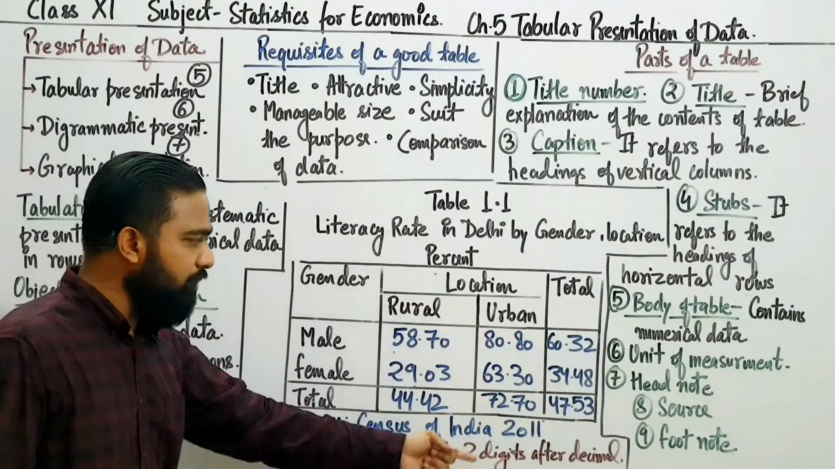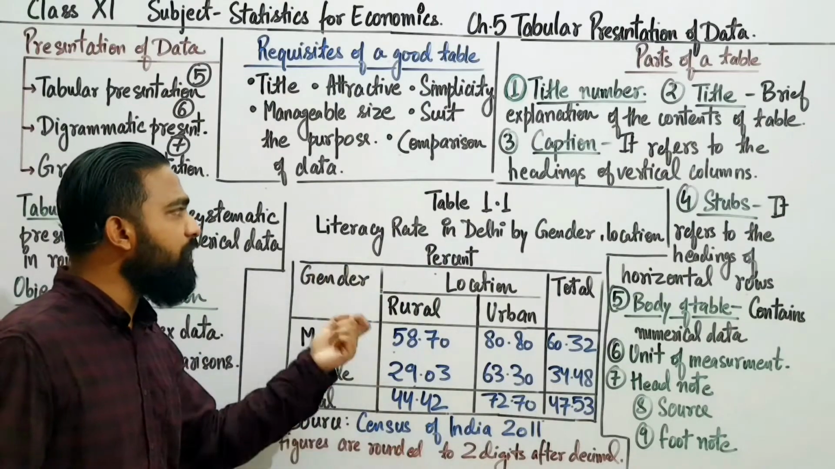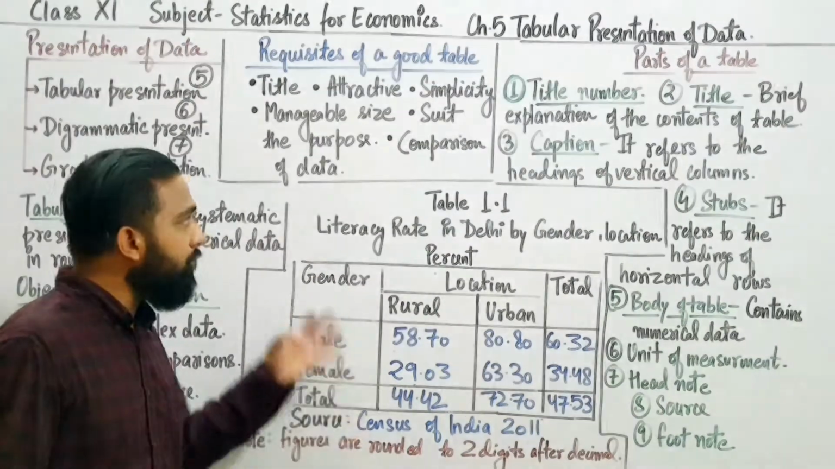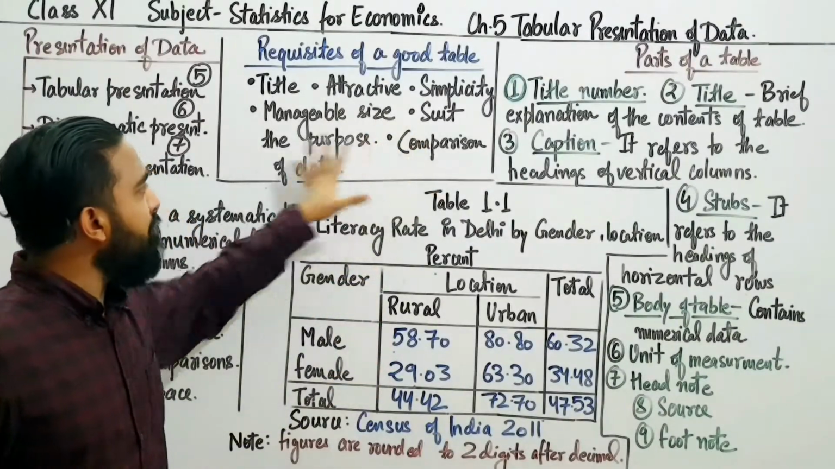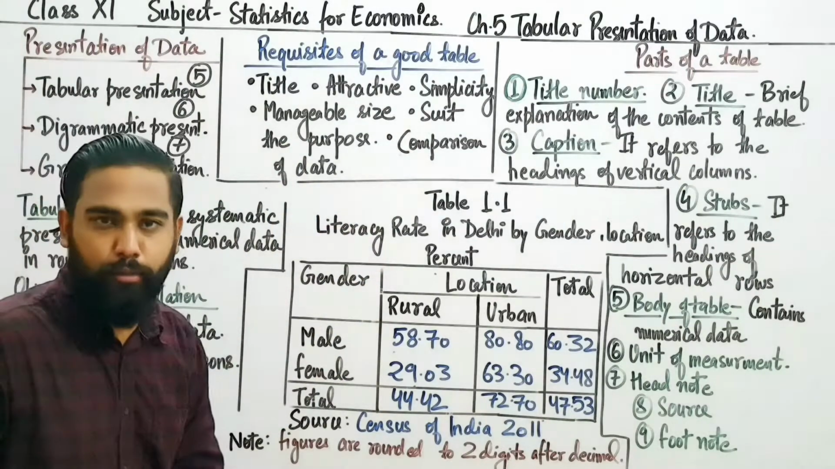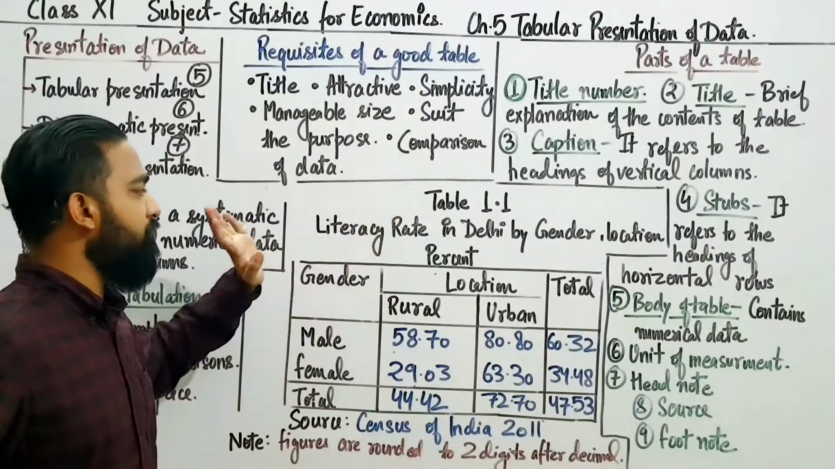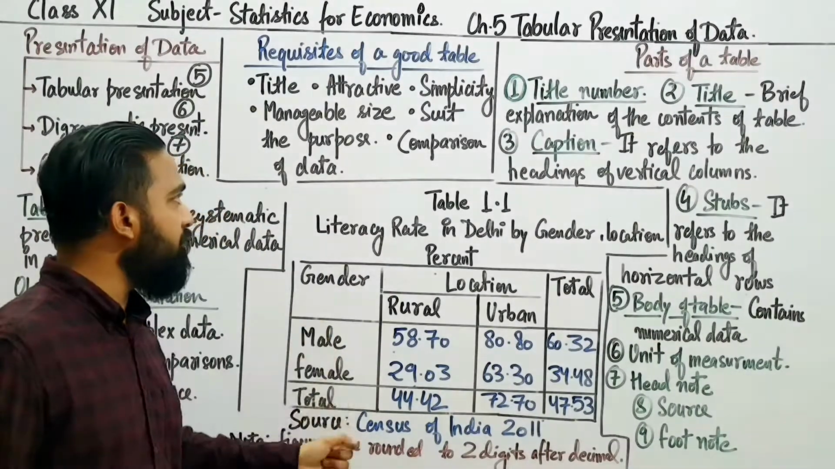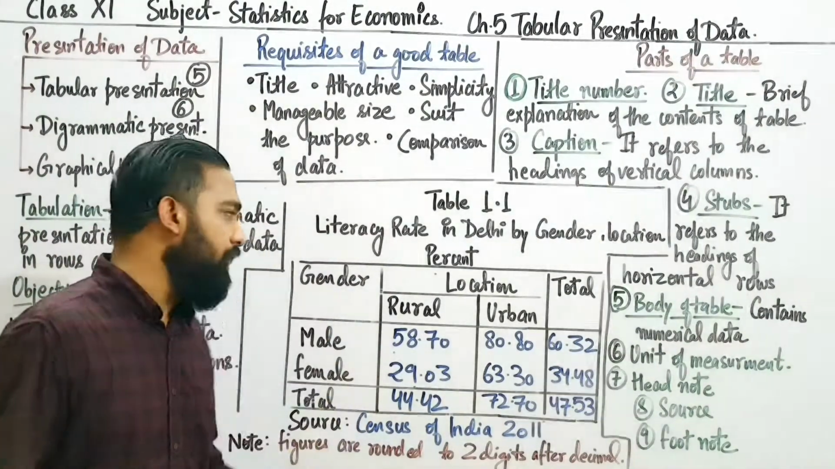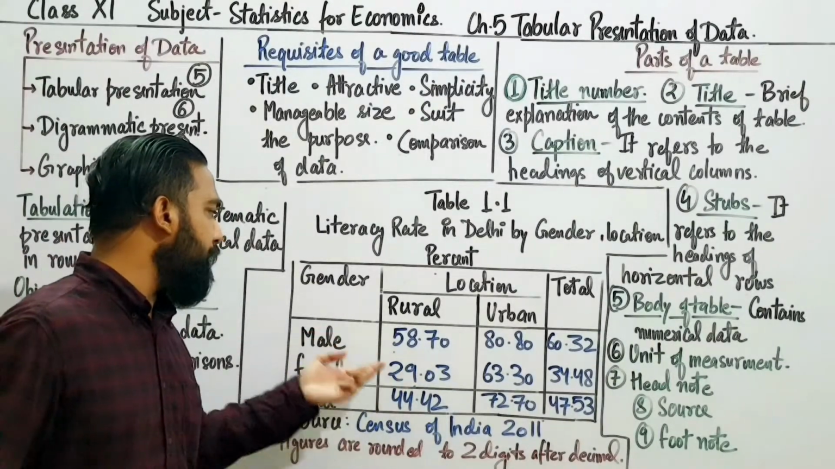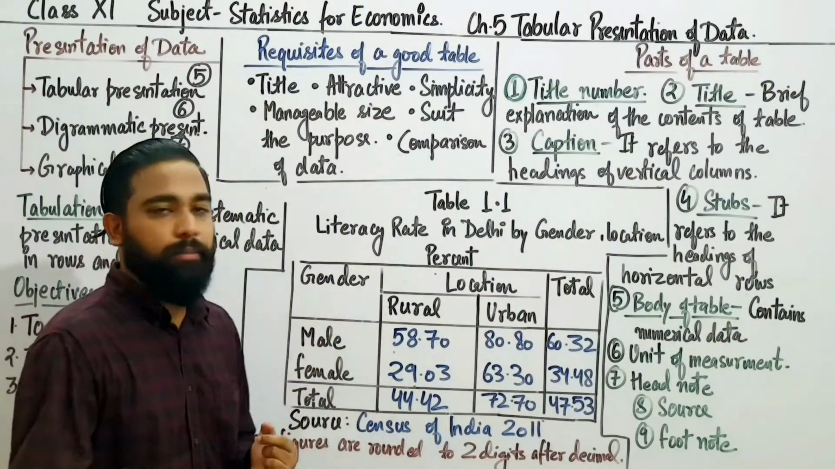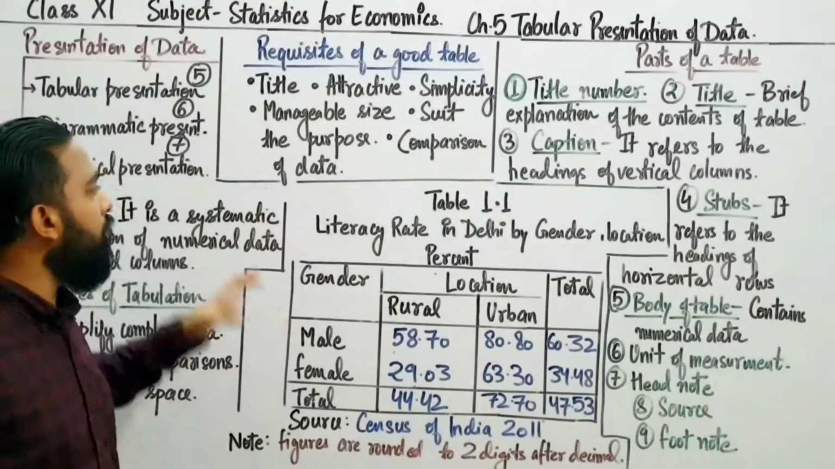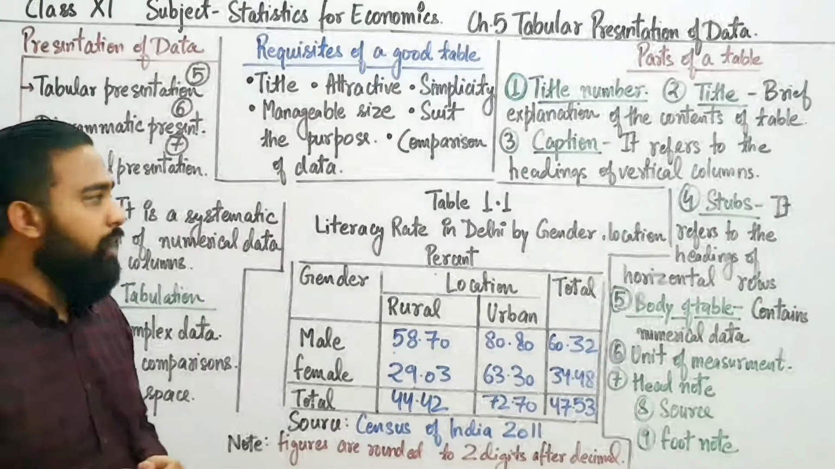The population which I am showing, this shows the literacy rate in Delhi. So this is perfectly matching the purpose of this tabulation. The next one is comparison of data. Under the tabulation, a good tabulation always helps to compare the data like this. You can easily compare the data of male and females. Fine. So this is your requisites of a good table.